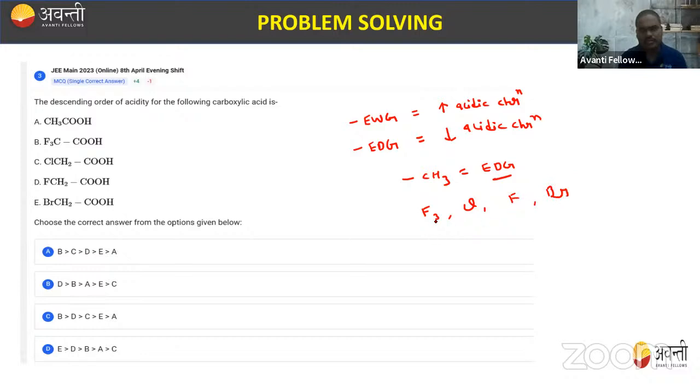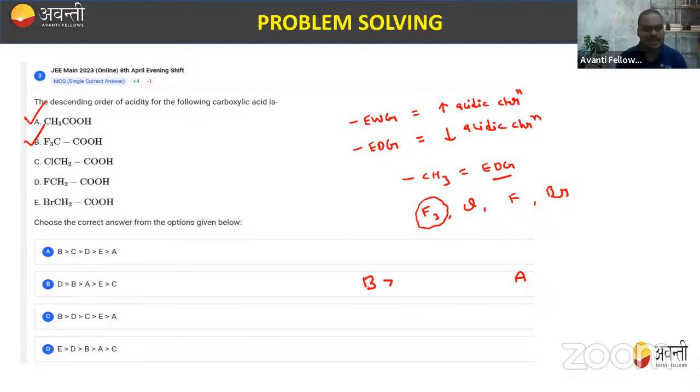If more electron withdrawing groups are attached, then definitely the electron withdrawing capacity is more, so the acidic character is maximum. Obviously, the acidic character is maximum for B, because here the maximum number of electron withdrawing groups is attached, and the minimum is for A, where an electron donating group is attached. So B is maximum and A is minimum, and the rest lie between these.